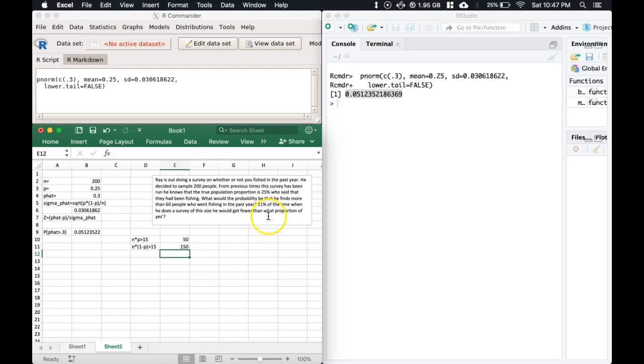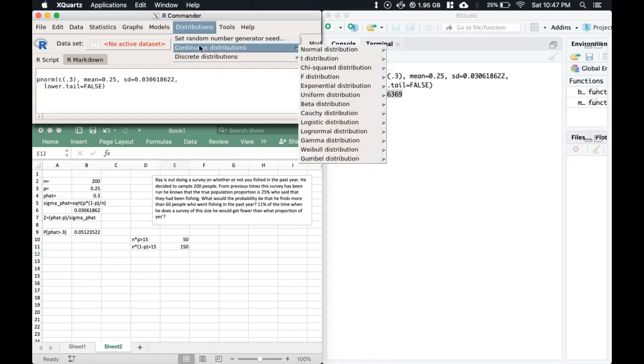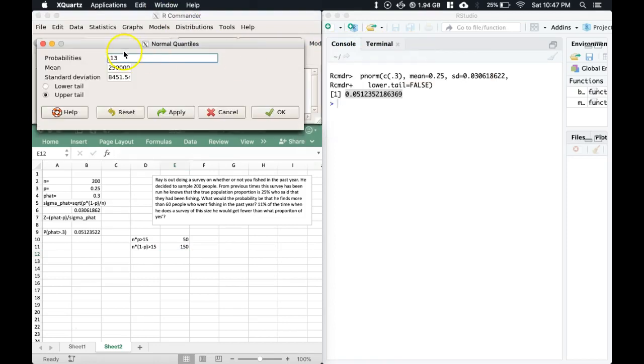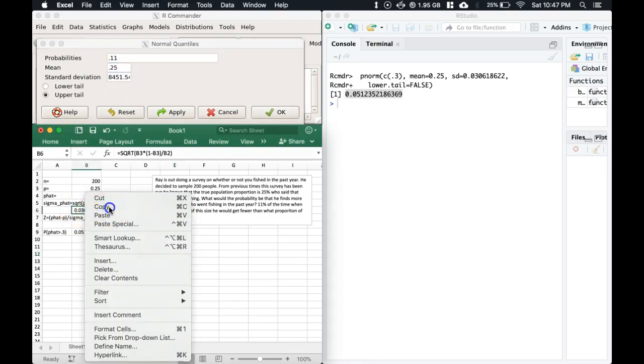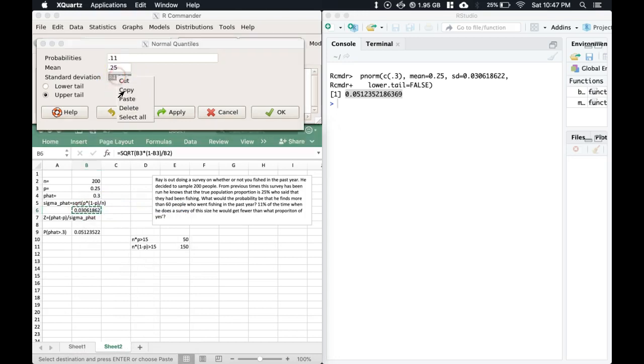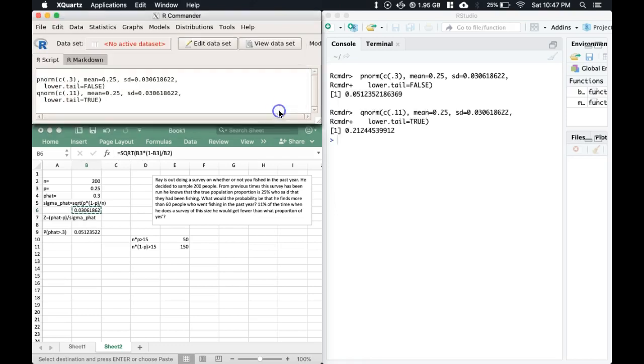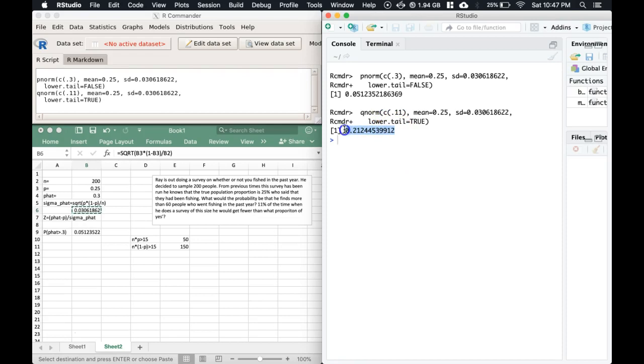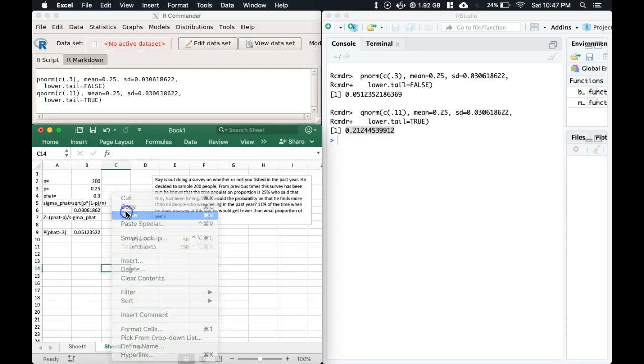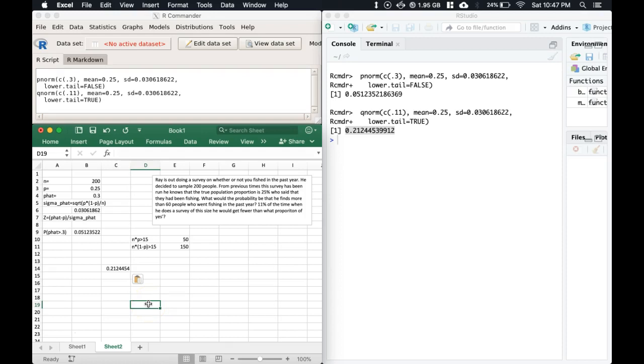So let's go to the last one. It says 11% of the time when he does a survey, he would get fewer than what proportion who said yes. Okay, so this is just a quantile question. We're going to go to normal distribution, go to the quantiles. Here we go. We've got 0.11 again. The mean is still 0.25. Our sigma is what we calculated. Copy and paste. And we want to know of getting the 11% or fewer, so we want the lower tail. And we'll go ahead and click OK. And 11% of the time we would get less than, let me paste it, a proportion of 21%.